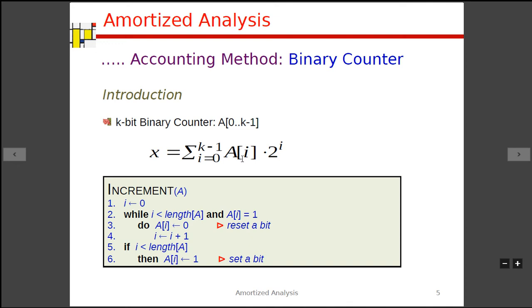Just consider the value of k is 3. In that case k minus 1 will be 2. So i will range from 0 to 2 and we will get a of 0 into 2 raised to 0, that is 1. That means for i equal to 0 we will get value 1. Value of x will be 1 and so on. So this is calculating the value of the binary counter, and this is the increment operation for the same.